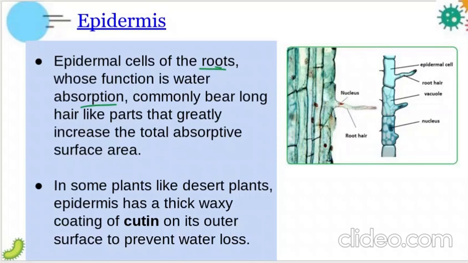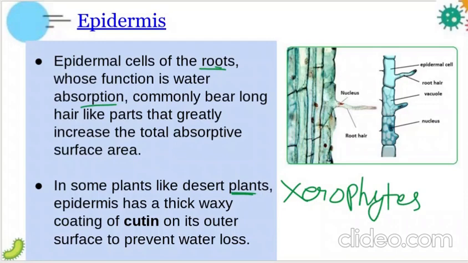Now, in some parts like the desert plants, which are also known as xerophytes, these xerophytes have a thick waxy coating on their outer surface known as cutin, so that it avoids water loss.